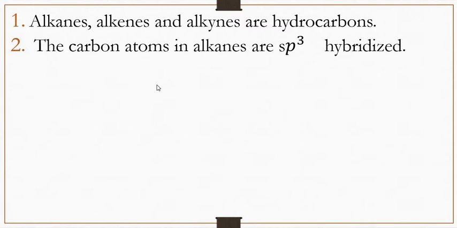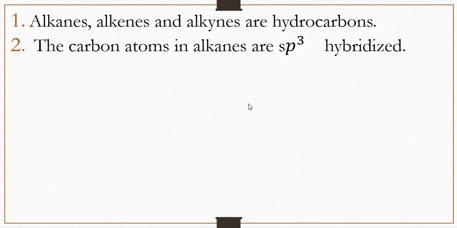the carbon atom in alkane is sp3 hybridized. Hybridized orbitals are those orbitals formed when different atomic orbitals are mixed to form orbitals of equivalent energy. Now, an sp3 hybridized orbital is formed when one s orbital and three p orbitals are mixed together to form sp3 hybridized orbitals.